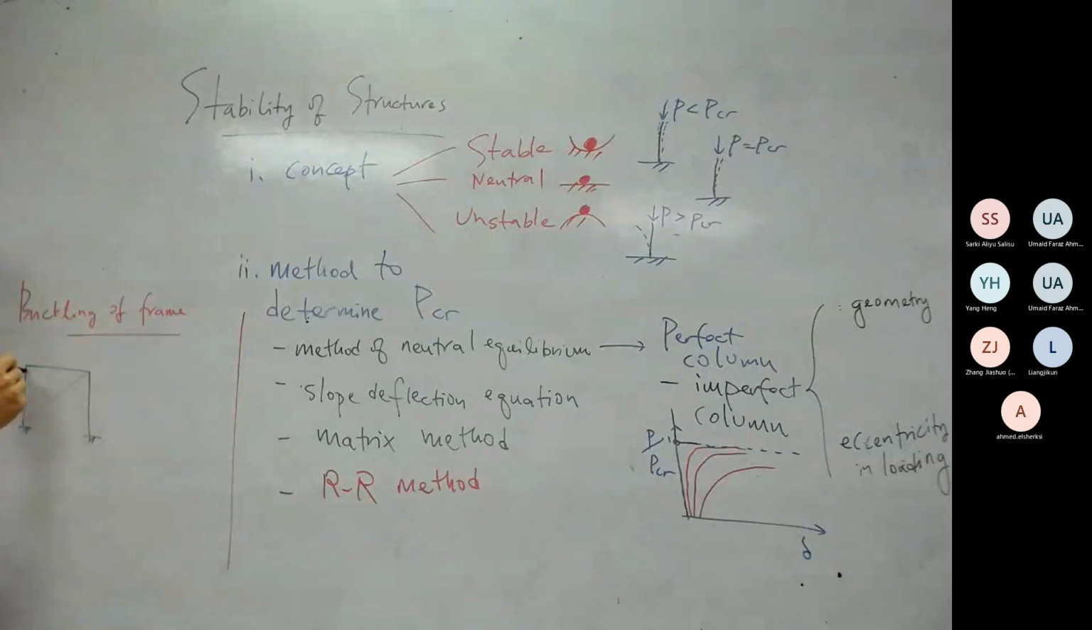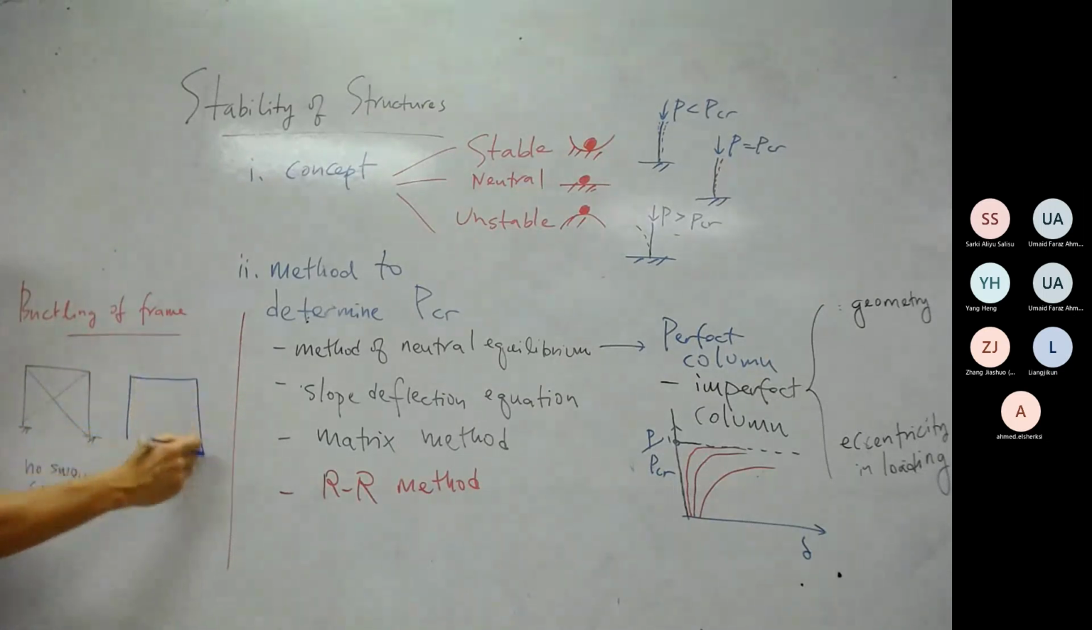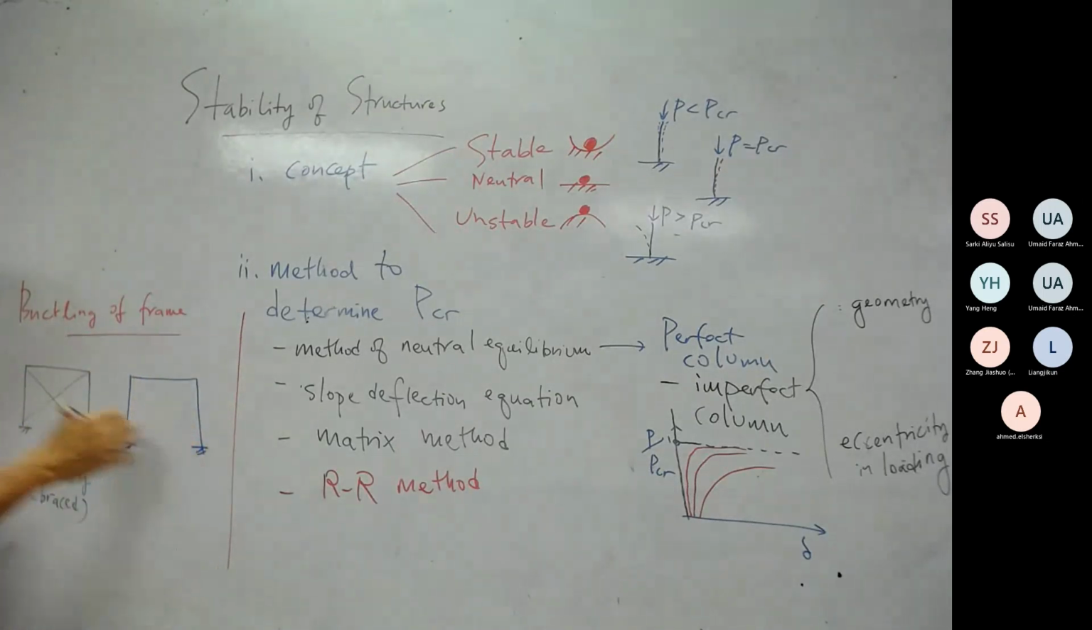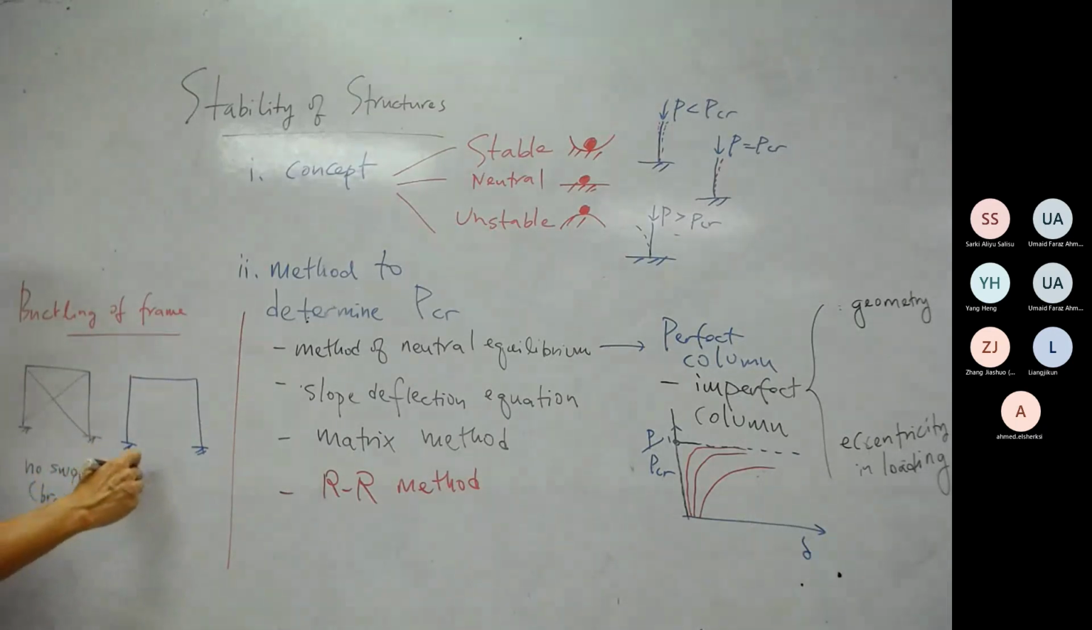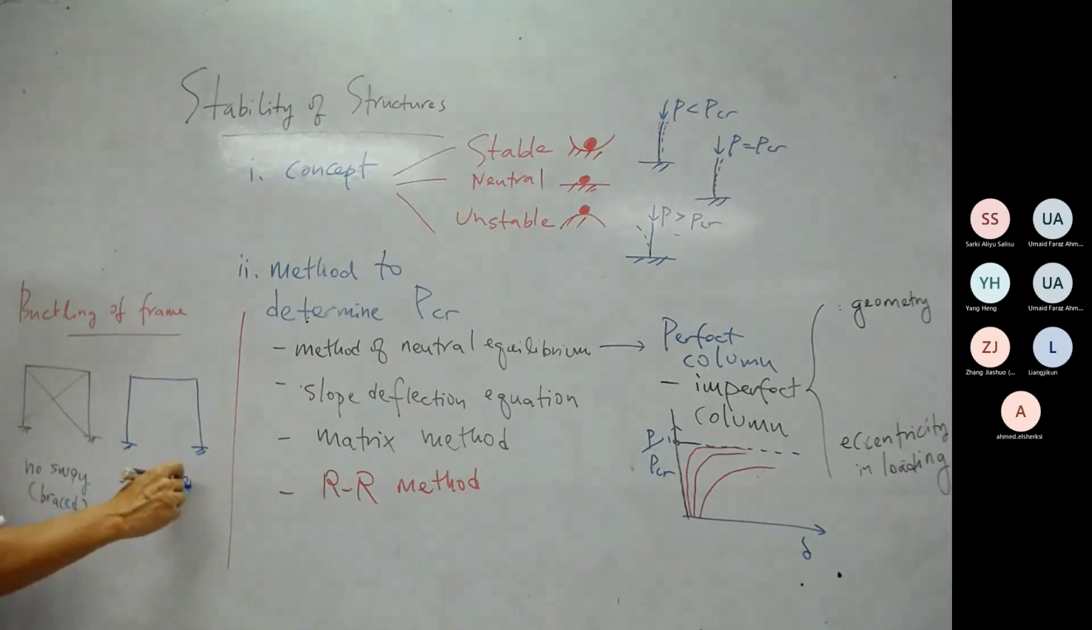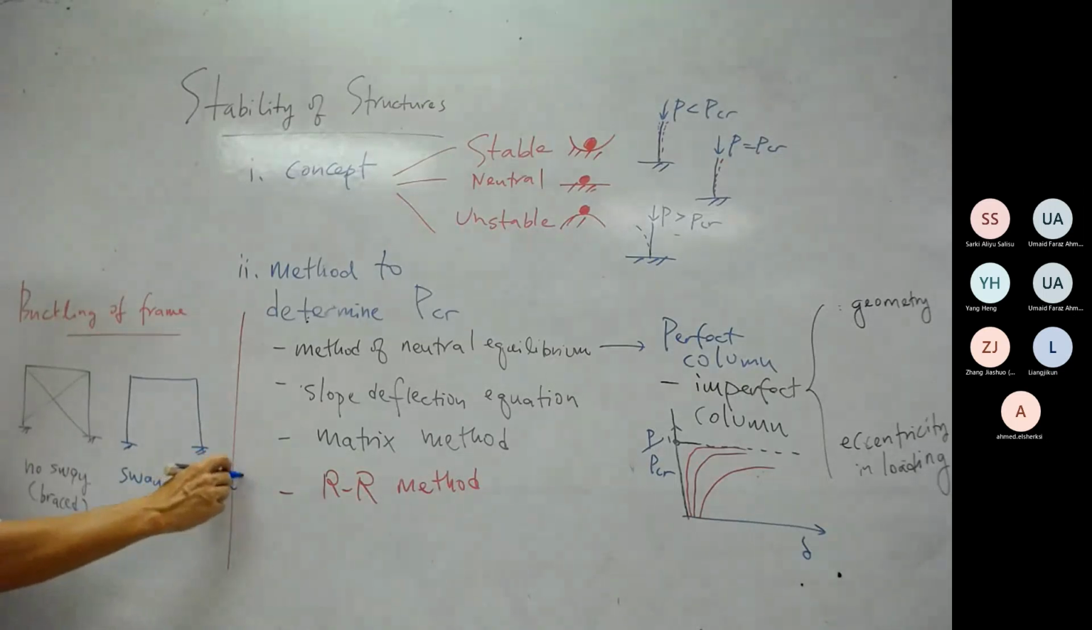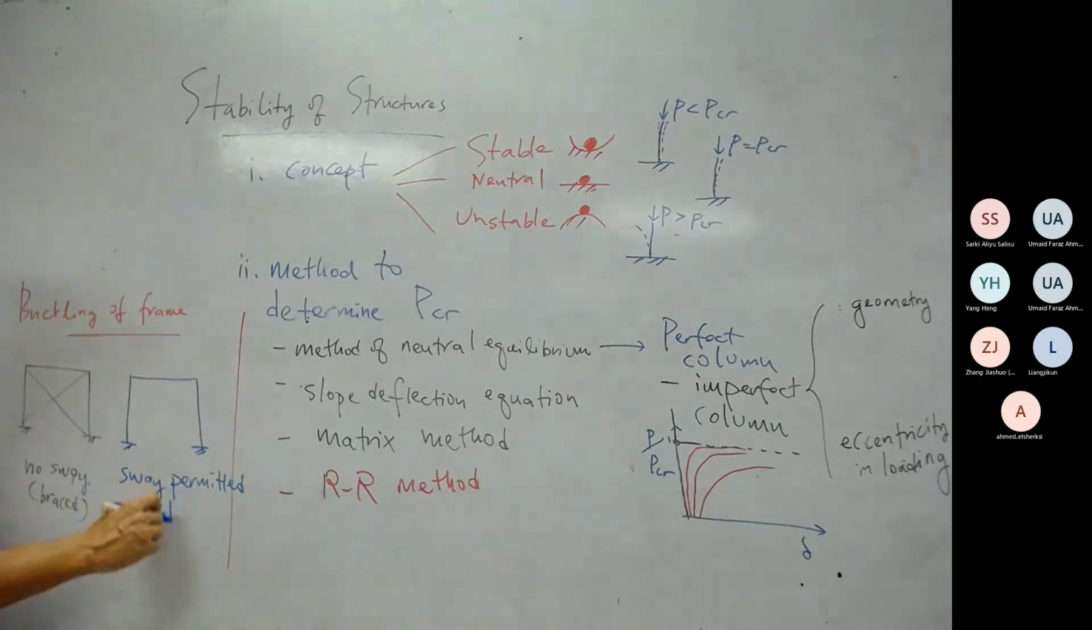If it is braced, it means it is not allowed to sway. This is no sway, or braced. And if we have another one where sway is allowed, so we don't brace it, and sway is allowed. So you permit the sway. So this is unbraced.